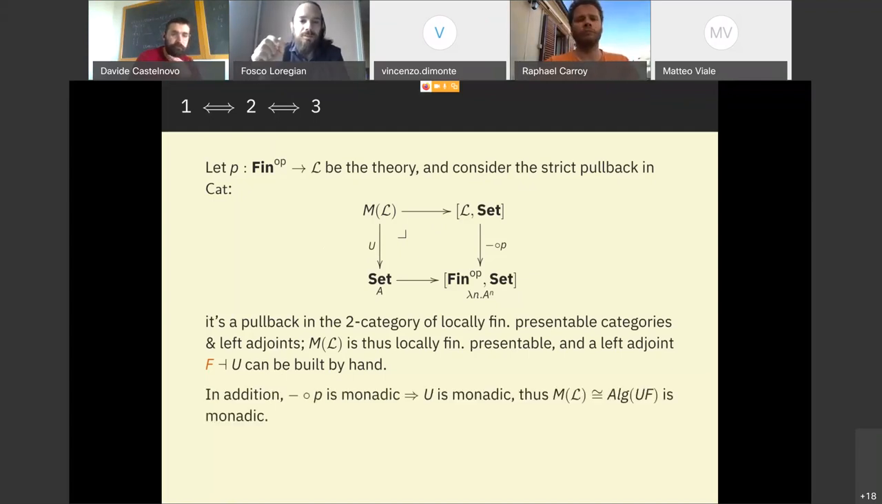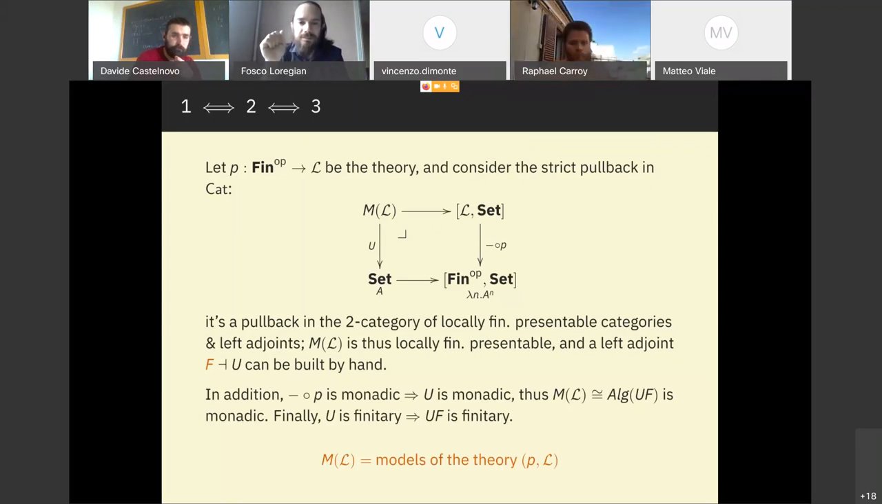The key step now is to observe that precomposition with P is a monadic functor. And fortunately, I can pull back monadic functors to obtain still monadic functors. So M of L will be exactly the category of algebras for the monad UF. Amazing. So I get a locally presentable and monadic category over Set.